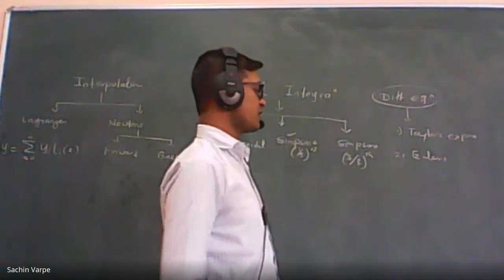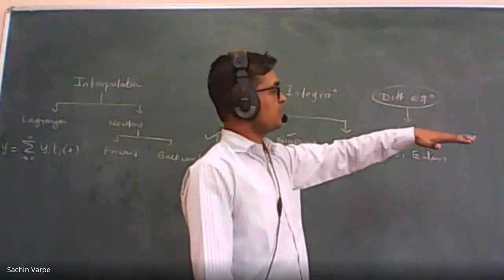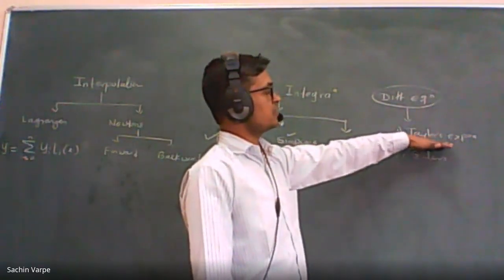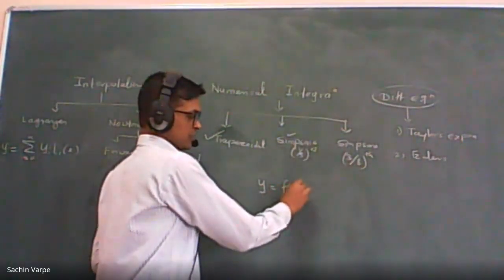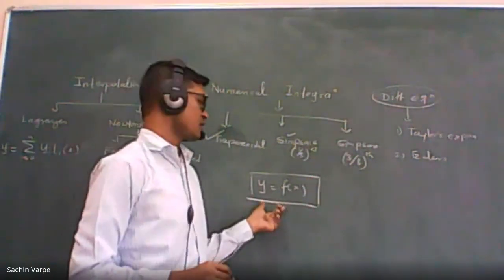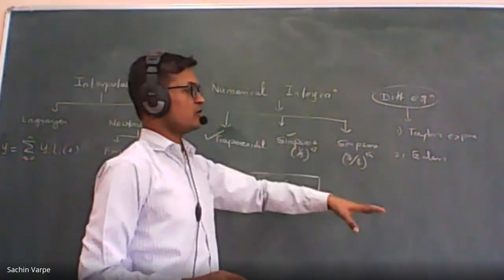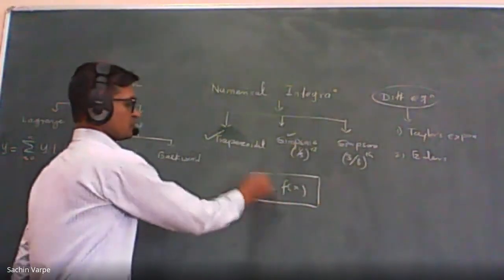So in Euler's, we have discussed that Taylor's is giving the function value, or y in terms of x. So Taylor's is giving the general value of the solution, and Euler's, modified Euler's or RK methods are giving the particular values of the general solution.